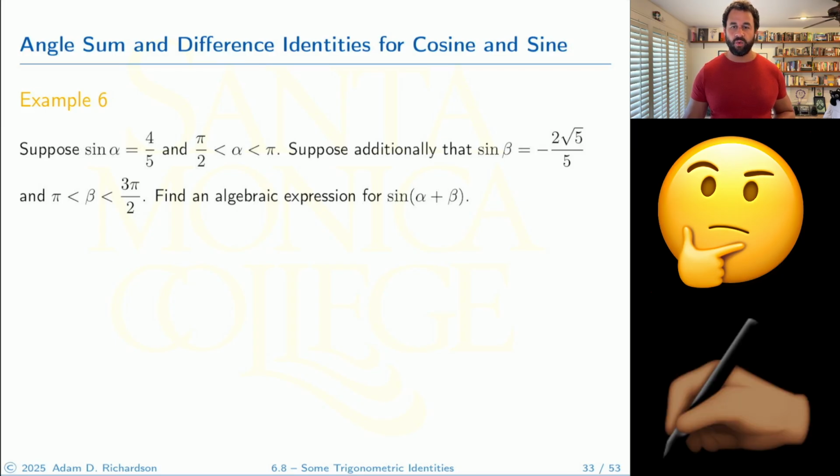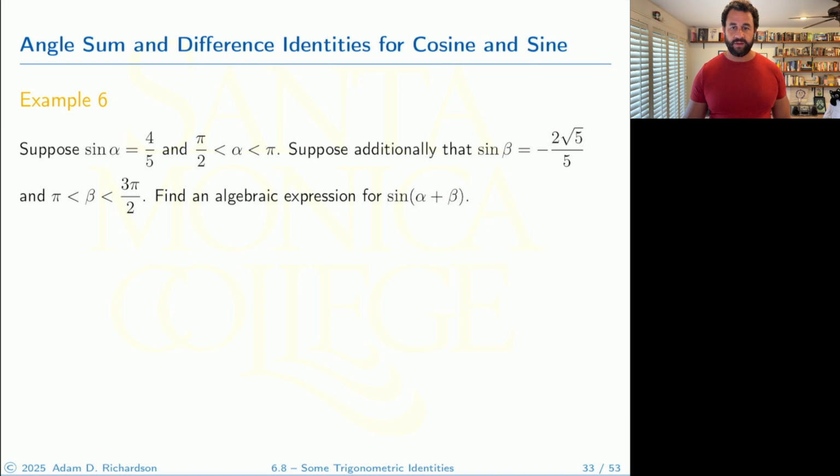And then try to work it out. See if you can find an algebraic expression for sine of alpha plus beta. You're going to need to use the angle sum formula. So maybe you can start with that. Just look back at the previous pages, the previous slides, and you can just recall that formula that way.